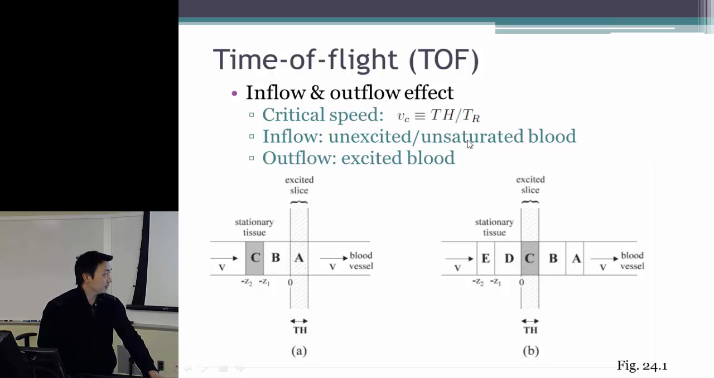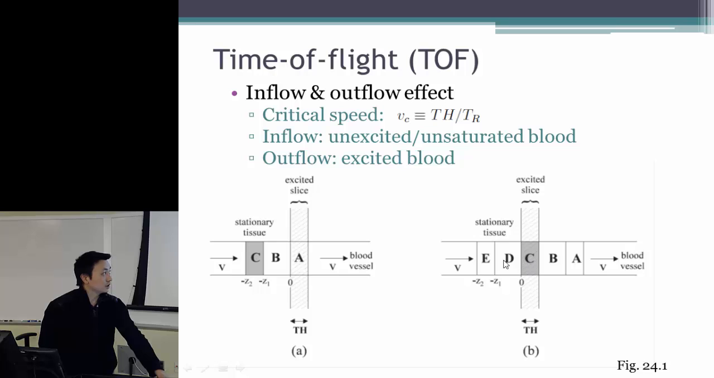The outflow effect is the flow of those excited blood spins out of the imaging slice or the imaging slab. So that depends on which one you are interested in. We can see later that, depending on the application, we can call this same phenomenon either by the name of inflow or by the name of outflow.